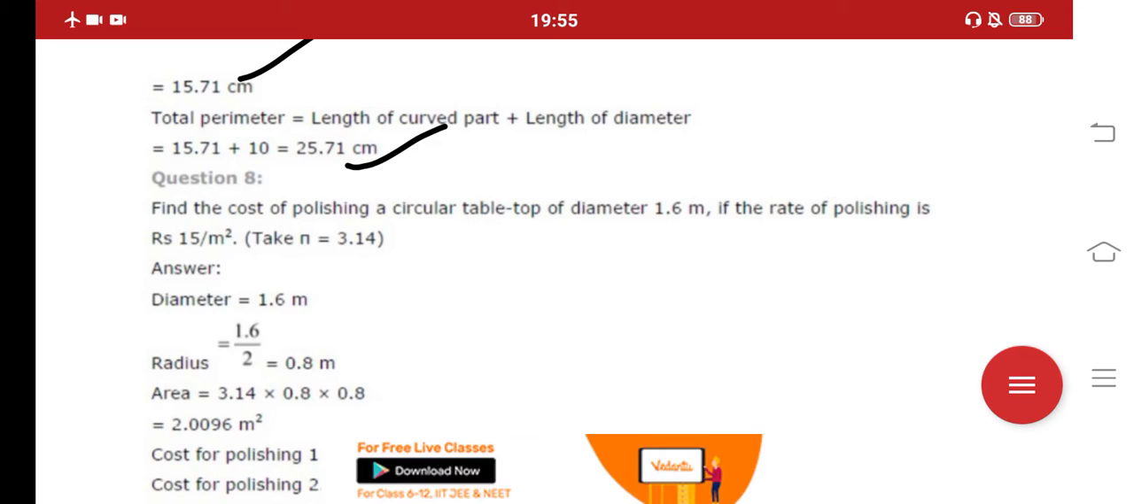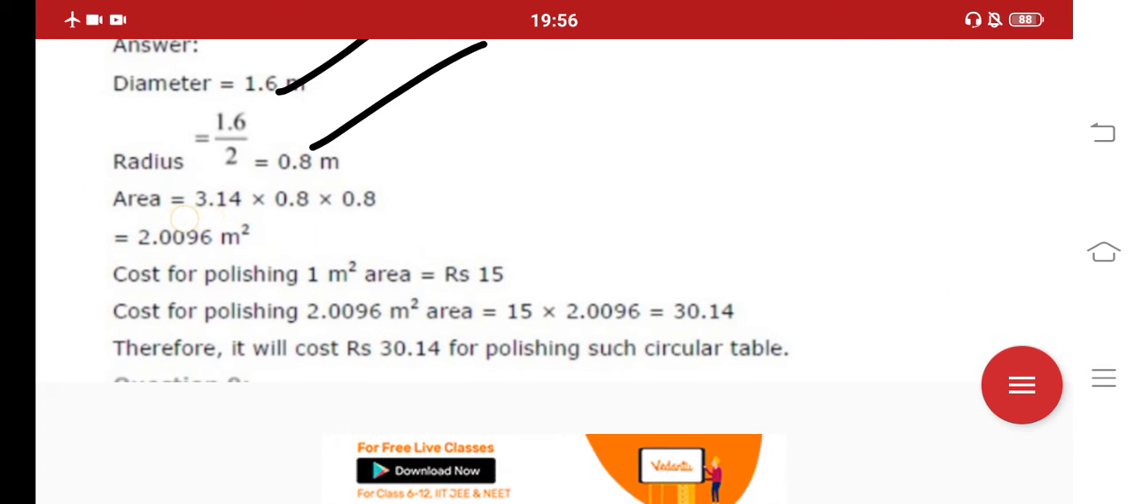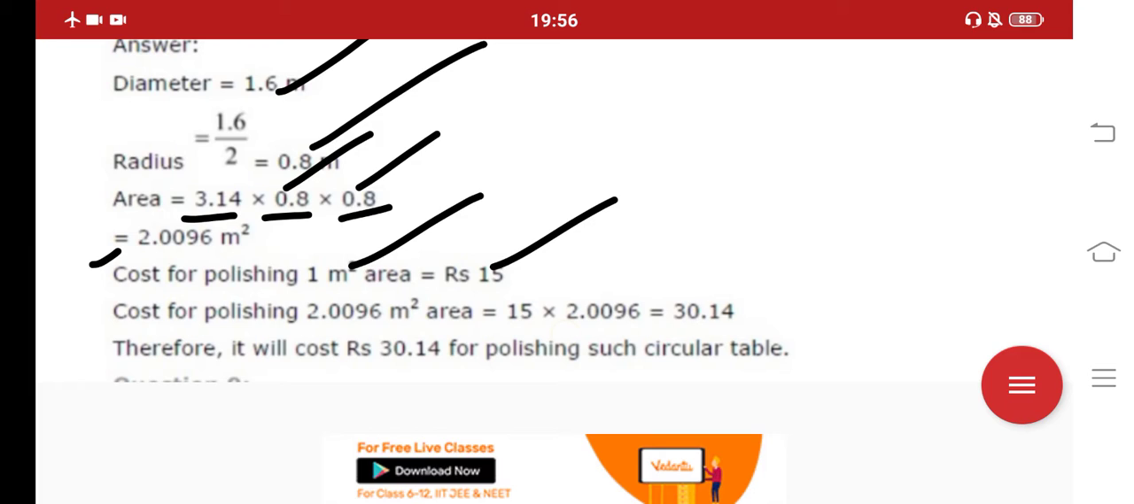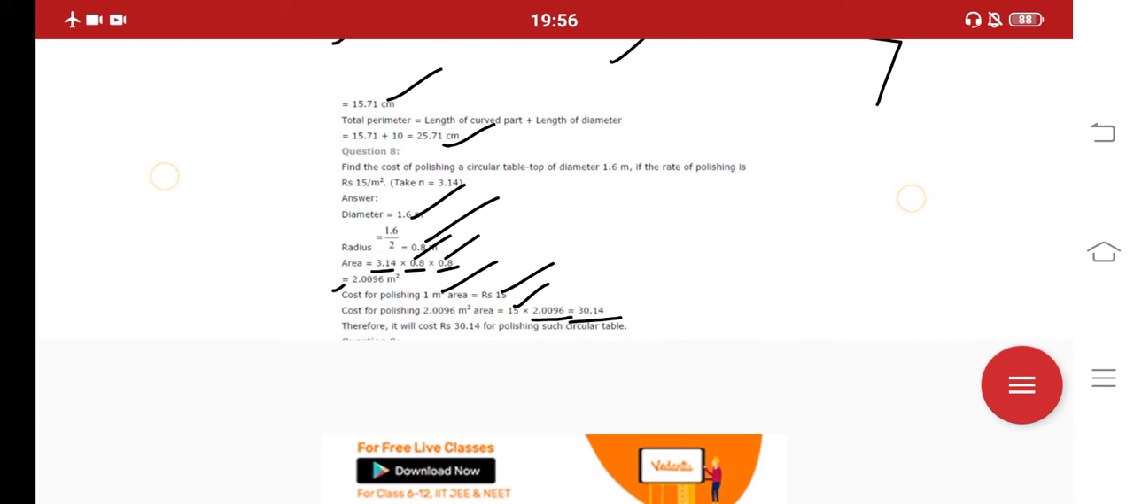Find the cost of polishing a circular tabletop of diameter 1.6 meter, if the rate of polishing is rupees 15 per meter square. Take π as 3.14. Okay. If the diameter is given, we can easily take out the radius by dividing it by 2. Area means πr². r² means r times r. So what value are we getting? 2.0096 meter square. For 1 meter square area, the cost of polishing is 15. So for 2.0096 meter square, what is the cost of polishing when we multiply it by 15? That is 30.14. So it will cost rupees 30.14 for polishing such a circular table. So this is our question number 8.